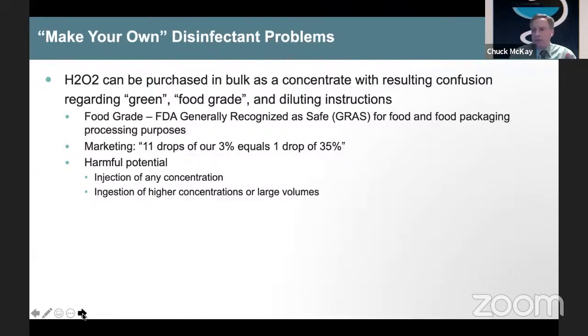And sometimes there are just confusing recommendations. There's one product out there that says that 11 drops of our 3% product is equal to 1 drop of 35%. Well, the transitive property of mathematics means that's about right if you were multiplying them together, but it has nothing to do with what's happening if you actually put that into, say, a container of water. So it's just not an appropriate use of these higher concentration products.